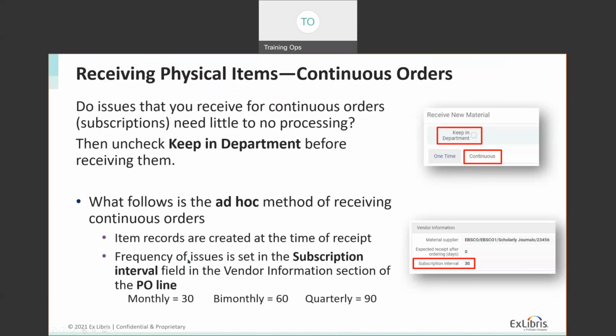The frequency of the issues for this subscription is set in the subscription interval field from the PO line under vendor information, because this goes back to claiming. Alma can still claim even with ad hoc serials because of this setting here. If you're receiving via the ad hoc method, Alma says if it's monthly, you put in 30. If it's bi-monthly, you put 60, quarterly, 90, on down the line. So Alma can still claim for you because it's looking for that.